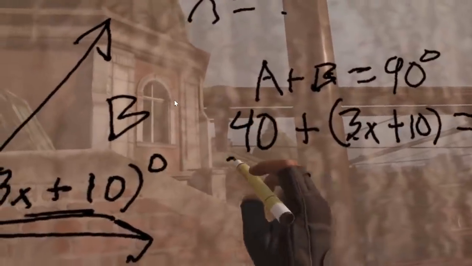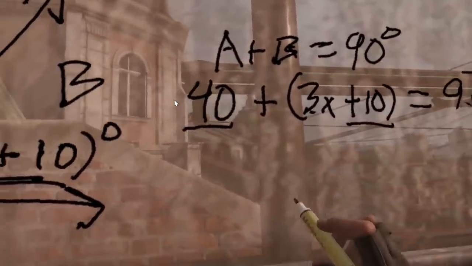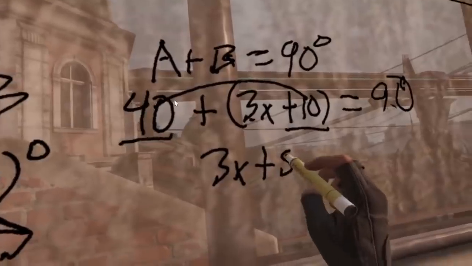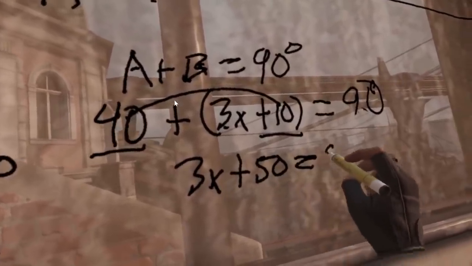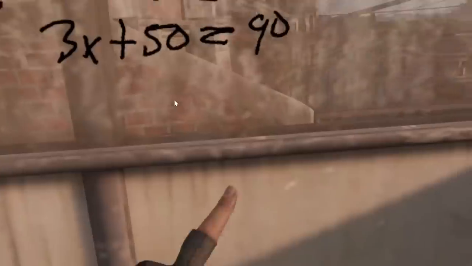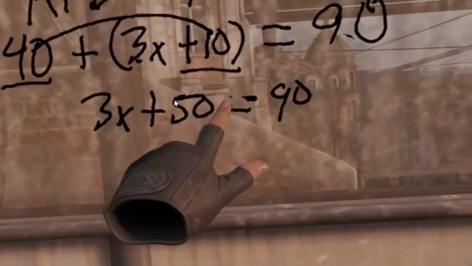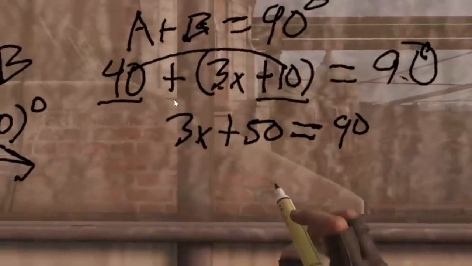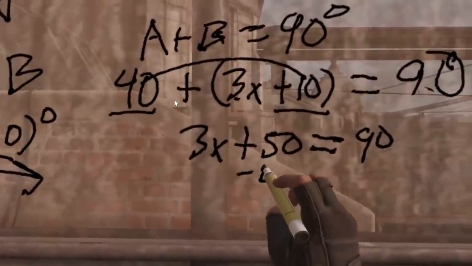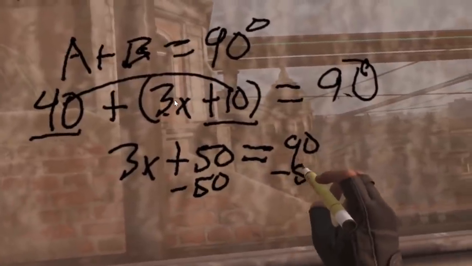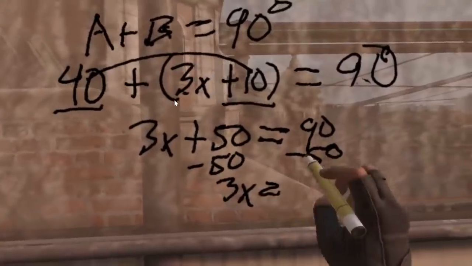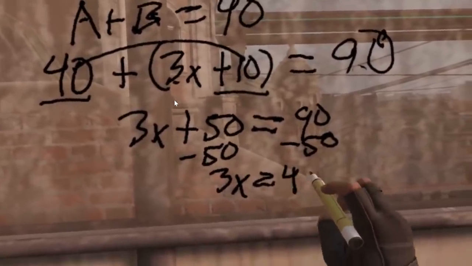Let's move down. So first, let's combine like terms. 40 plus this positive 10 is going to make 50. So I can just put those two together to get 3x plus 50 equals 90. Okay, 3x plus 50 equals 90. I want to move this 50 over, so minus 50 from this side, minus 50 from this side. This is really similar to what we were doing last week. To get 3x equals 90 minus 50, which is 40.